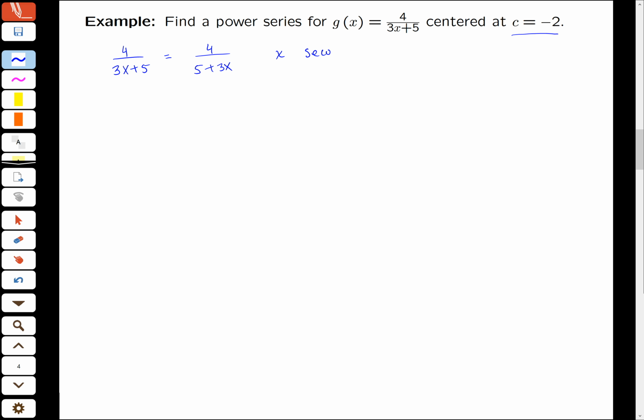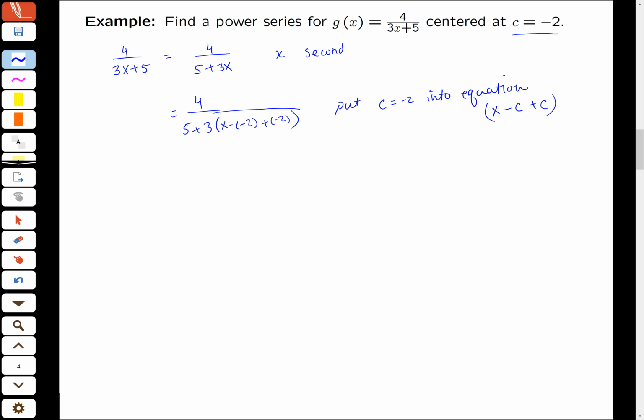So I'm going to add and subtract. It's going to be 5 plus 3 times x minus our minus 2 plus the minus 2. And that's the order I'm always going to put it in. Let me move this over. So when you do that, do x minus c plus c and do it inside your parentheses.